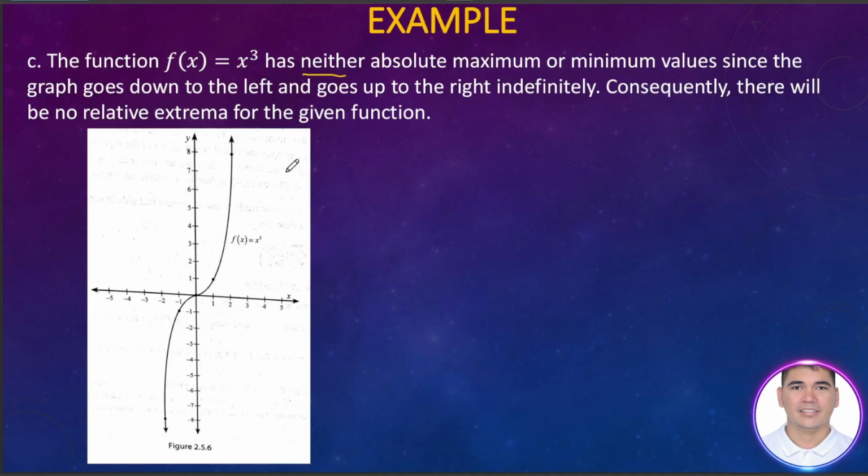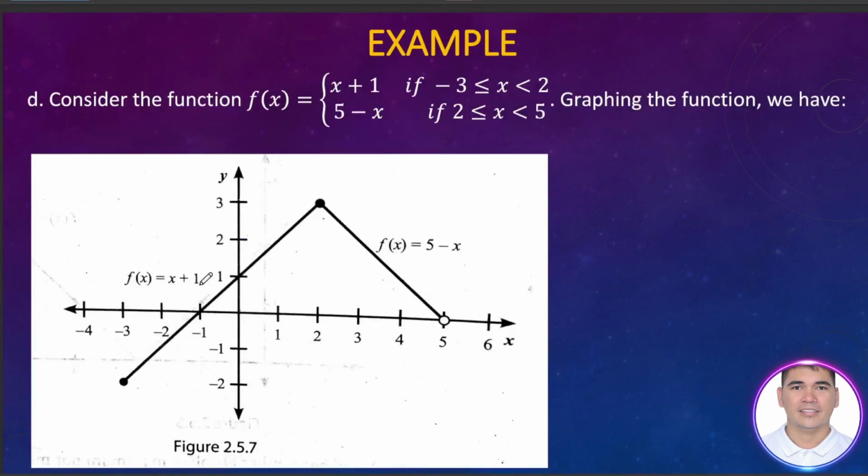So if you are going to compare this graph to the previous two examples, very different. Letter D. Consider the function f of x equals x plus 1 if negative 3 is less than or equal to x, and x is less than 2, and f of x equals 5 minus x if x is greater than or equal to 2, and x is less than 5. So this is the graph.